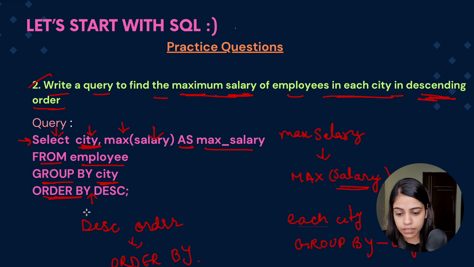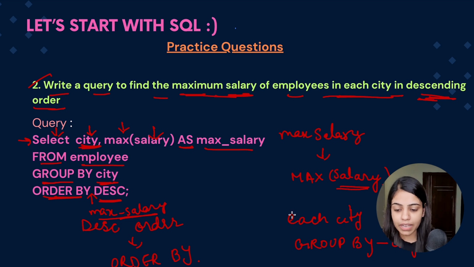So I have missed it here. The column name would be max salary, because I have already created a max salary column name which has all the maximum salaries from the particular group. So we'll provide the column name as max salary, and then the manner in which we want our data, that is descending. So let's see it in MySQL Workbench.